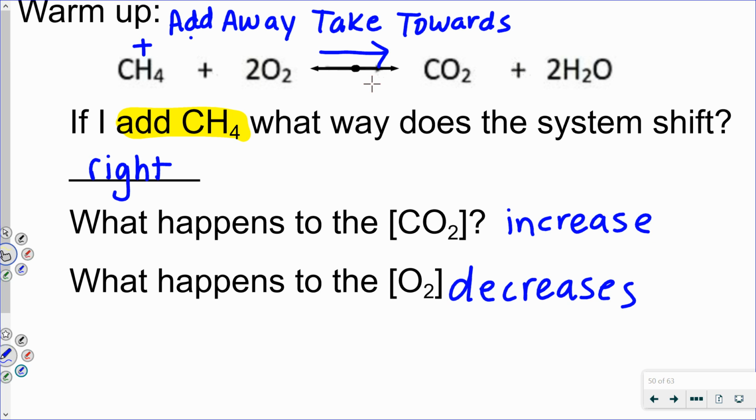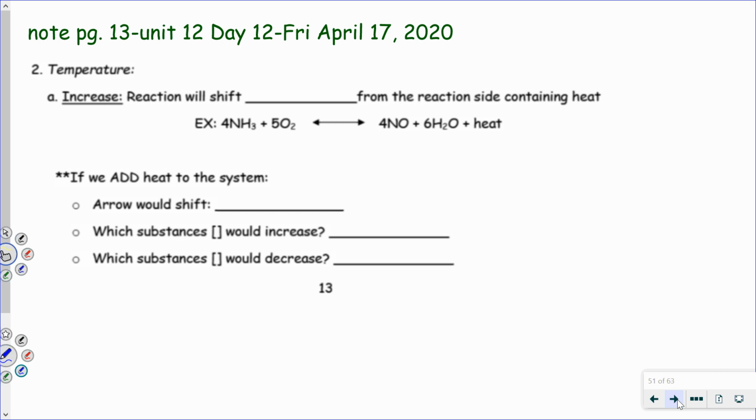Now today we're going to look at the second and third stress. We're going to look at temperature and we're going to look at pressure. The good thing about temperature is it has the same rule, add away, take towards. So if you could, please take your notes out to page 13.